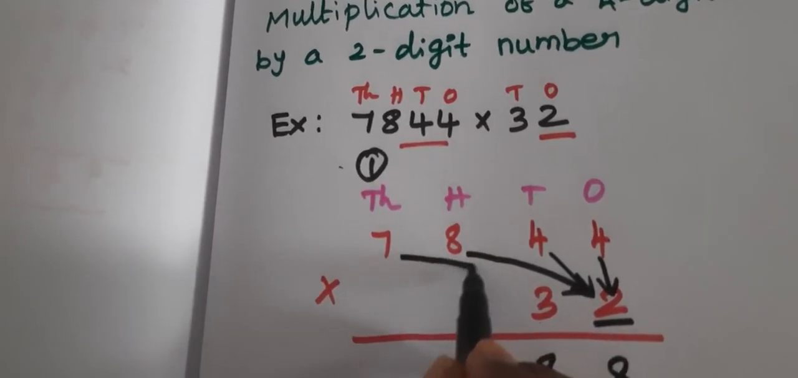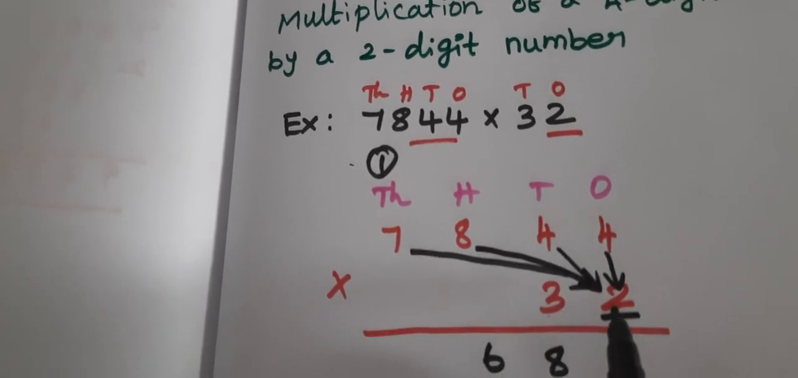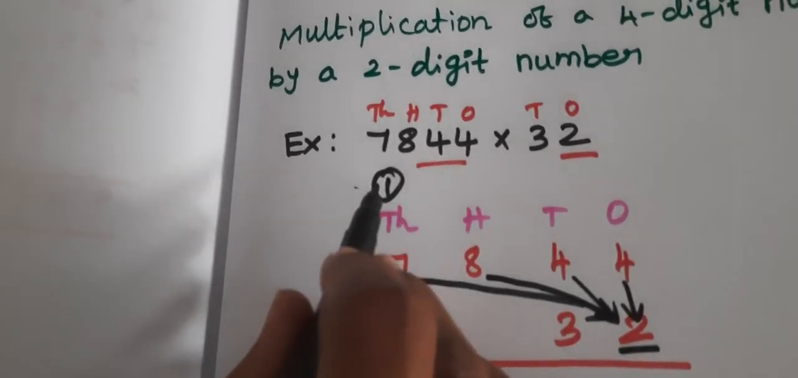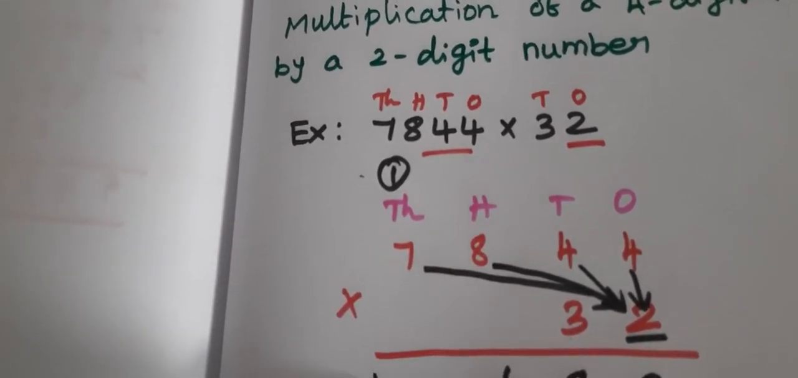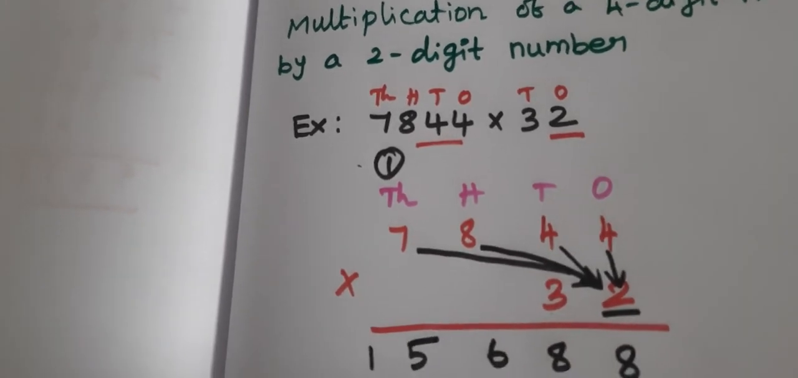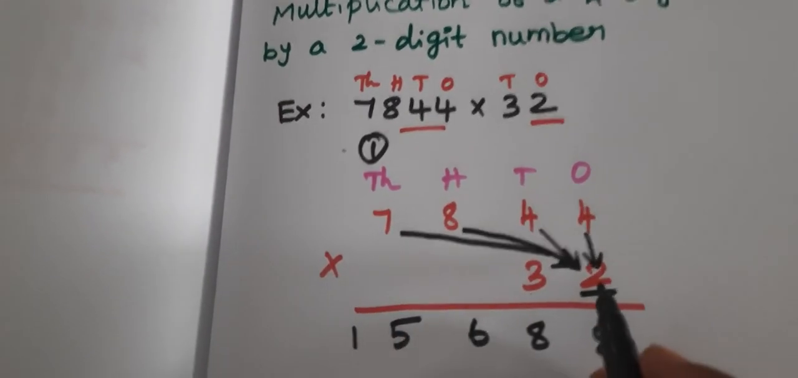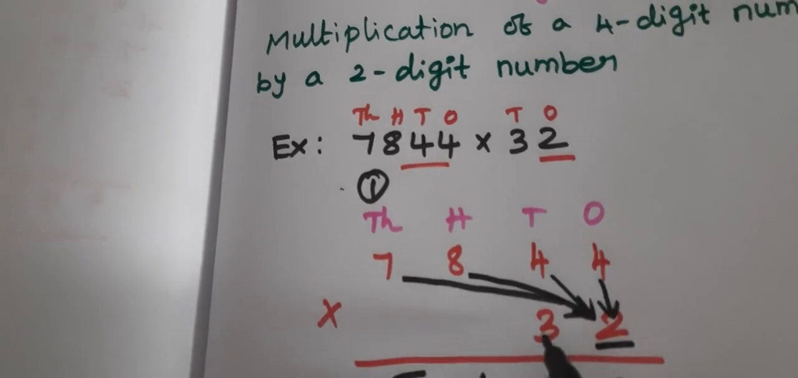7 into 2, it's 14. 14 plus 1, it's 15. So you have to write that 15. Now we have completed the ones digit. Next we move to the next digit.